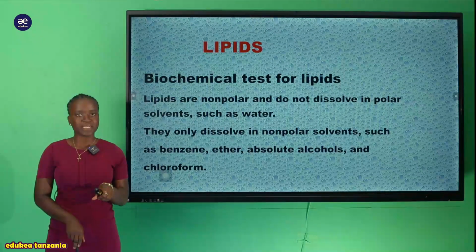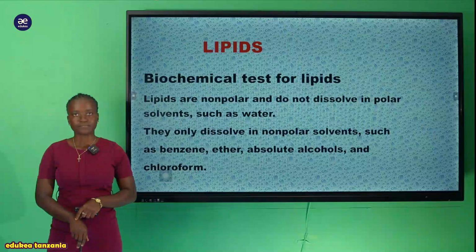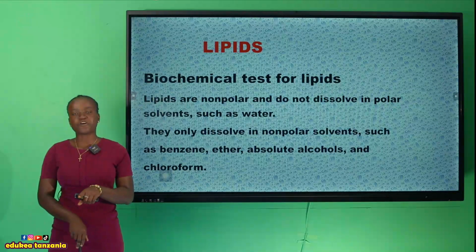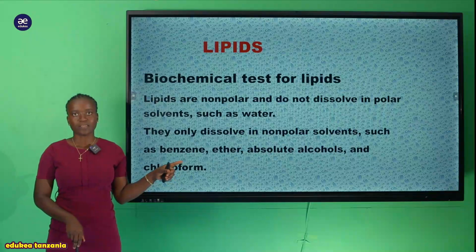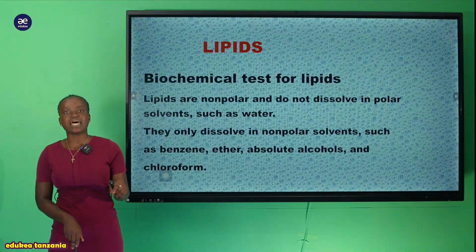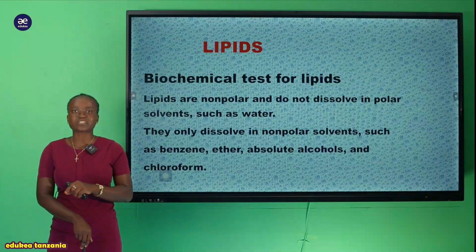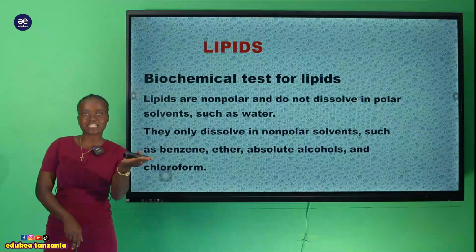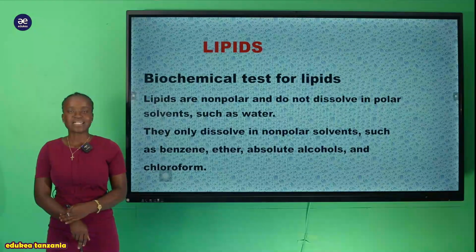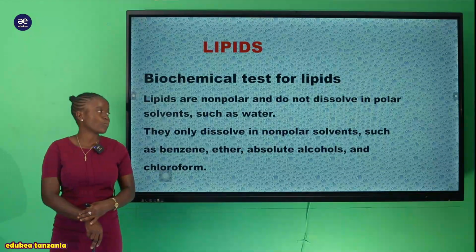Tumeona kwa maana kwamba lipid yenyewe ni non-polar. It is hydrophobic in nature. In the properties of lipid, we have already seen it. That is hydrophobic in nature. It does not dissolve completely within the water, meaning that they are just floating within the water. That is, they are less dense than water.